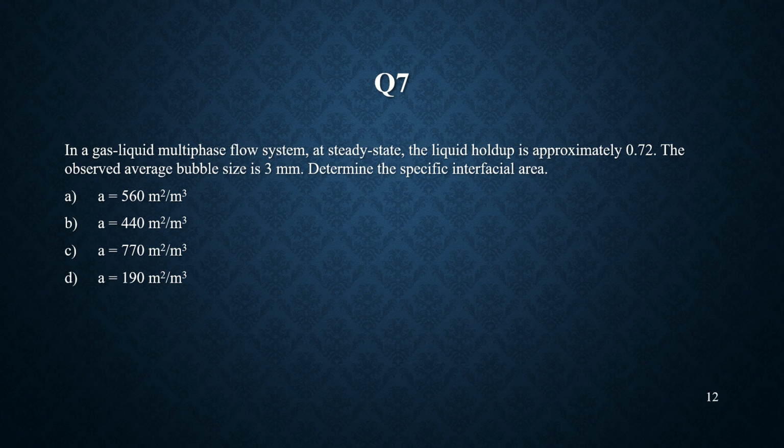So read the question properly. In a gas liquid multiphase flow system, we are having gas and liquid. Liquid holdup is 0.72 and the observed bubble size is 3 mm. So what is the specific interfacial area? We need to calculate A. This is similar to what we have done in the previous problem, so you would be able to find out the answer very quickly. Try to get the answer. It is a very straightforward problem. We will discuss the answer in a minute.